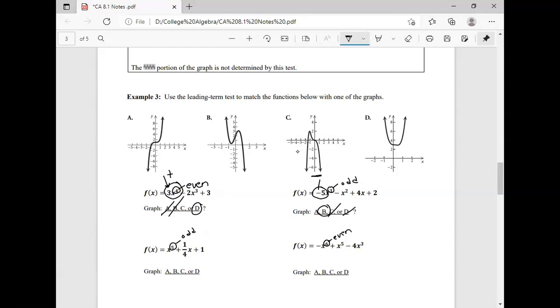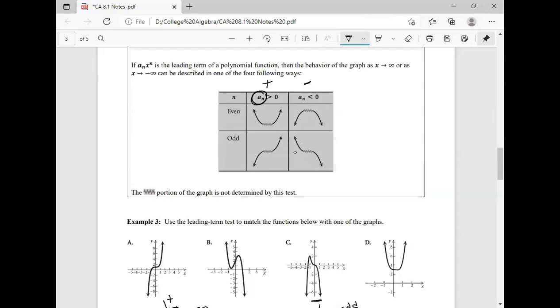Okay, this one is also odd, which means that it can't be C or D because those tails face the same way. And the leading coefficient here, since there's no number there, it would just be 1. 1 is positive. So it should be increasing, is what the table says up here when you go look at it. It's going to be increasing, so it has to be A.